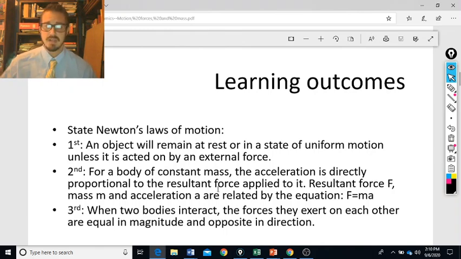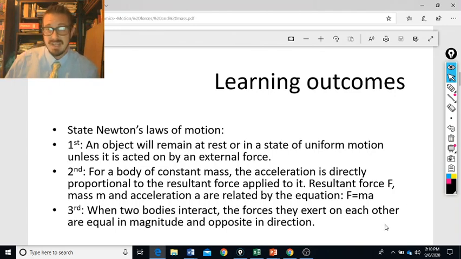But for a body of constant mass, the acceleration is directly proportional to the resultant force applied to it. The resultant force F, mass m, and acceleration a are related by the equation F equals ma. And that equation is incredibly important for students of physics. Oftentimes, it's where you're going to begin most of your calculations. Arguably the most important equation when you first start learning physics, or in all of physics, F equals ma. And don't forget about adding up the force vectors on the left side of that. It is the net force.